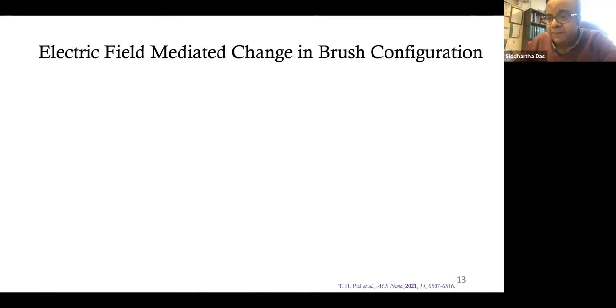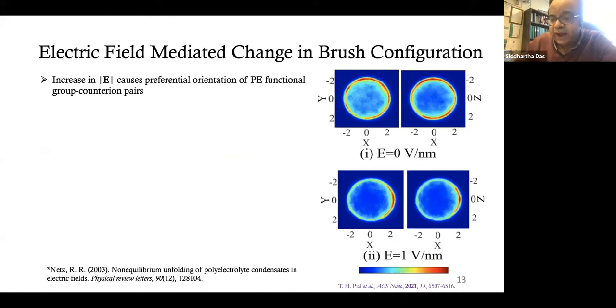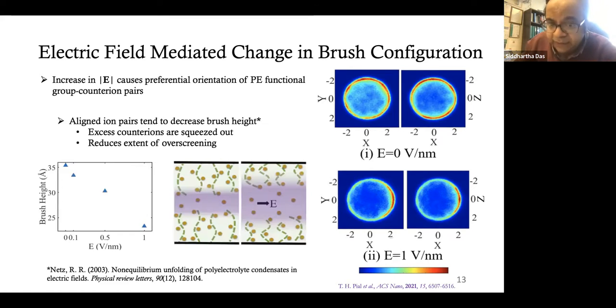Next, we look into what happens for a large electric field. As you apply the large electric field, the counter ions try to get aligned in a given direction along the polyelectrolyte brush molecule, and as a result there is a lowering of the brush height. You can see in this leftmost plot the brush height as a function of the electric field going down. As the brush height goes down, the polybrush molecules get compressed, and in the process they pump out all the ions. So the overscreening no longer exists anymore.